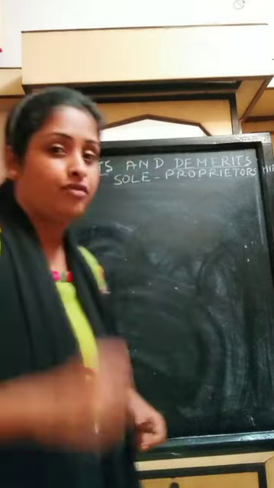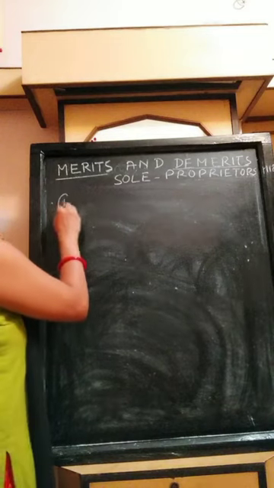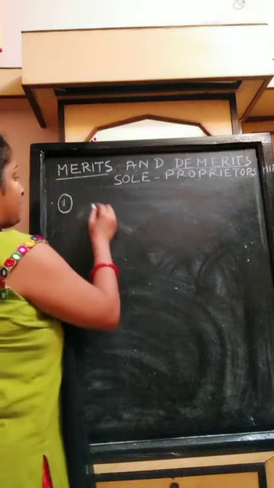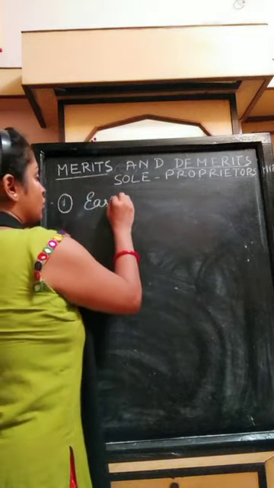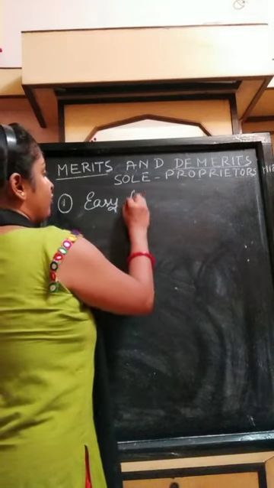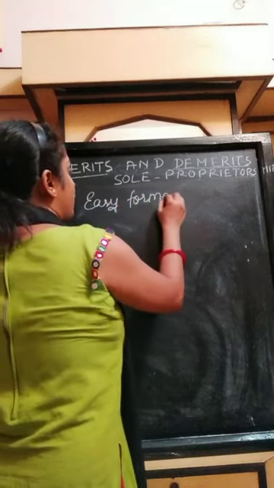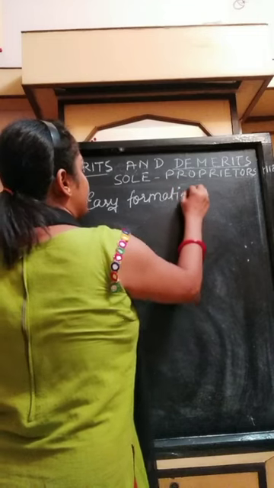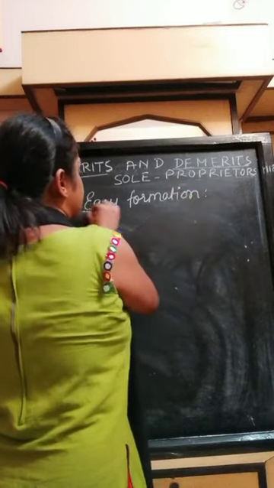First advantage of this kind of business is easy formation. These businesses are very small. It requires very little capital, so it is very easy to form. So easy formation is the first point of the merits, the advantages of this kind of business. It is easy to form.